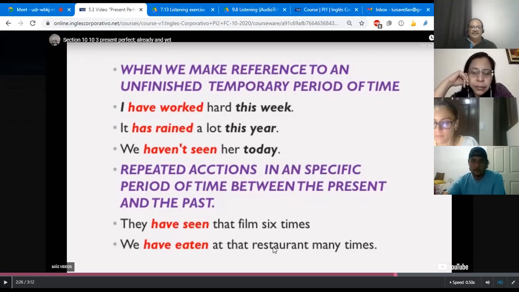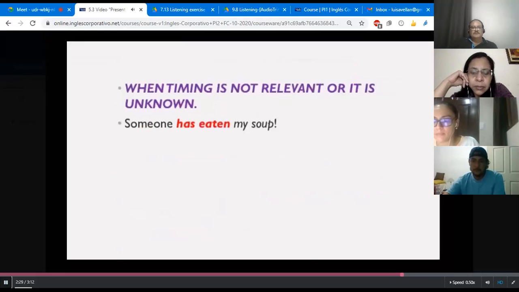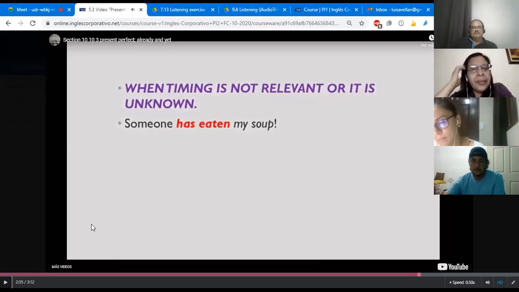We have eaten at that restaurant many times. So this is repeated actions between the present and the past. We have eaten at that restaurant many times. When timing is not relevant or it is unknown, someone has eaten my soup. Okay. So we are not putting too much emphasis on the time. Or we don't know, right?